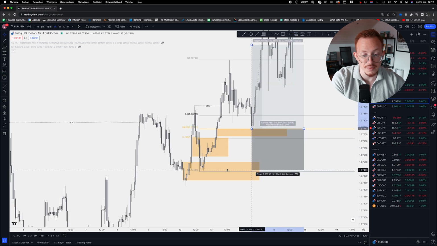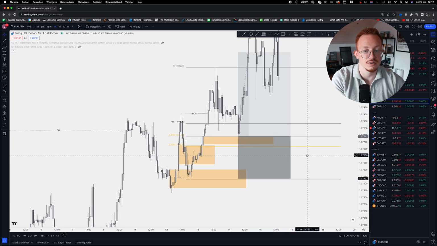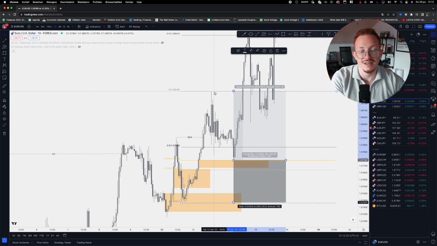Like we said, stops underneath the previous low. And I know this is a large place, guys, to do this from, but it will be the most effective. Target the previous highs and bam, there you go.